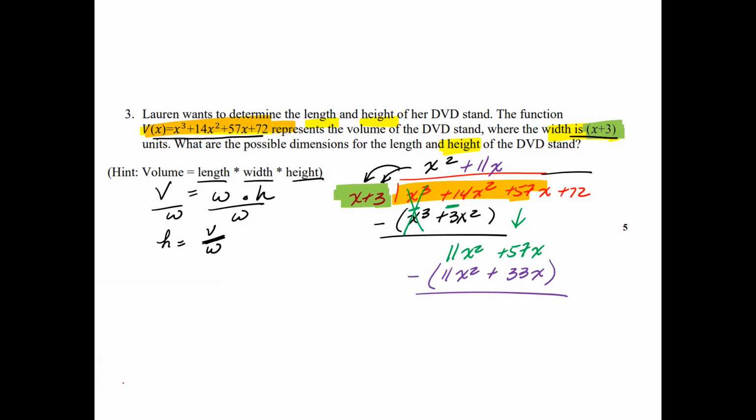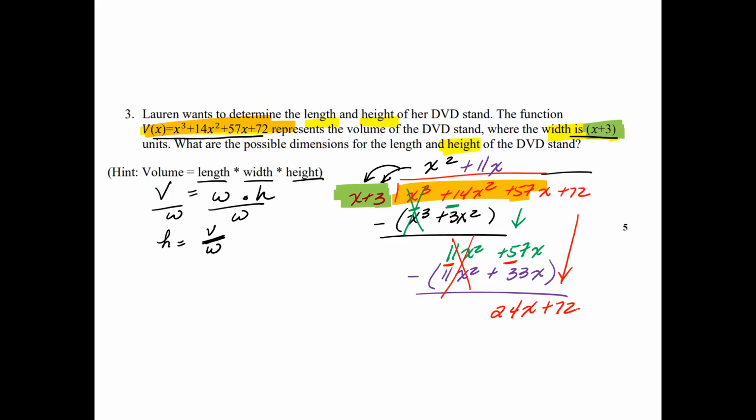And then remember, you're going to have to subtract it. So change the sign to a minus, minus, so that 11x squared cancels. And you see with every single step, you're canceling something, right? And you want to do that, so that way, eventually you just get one number at the end. So 57 minus 33 is going to give you a 24x, and then you're going to bring down that 72.